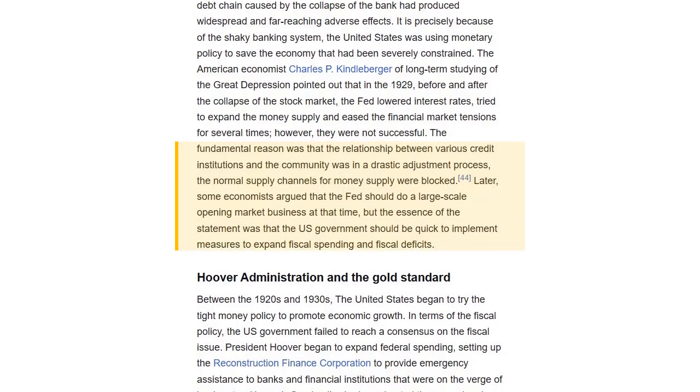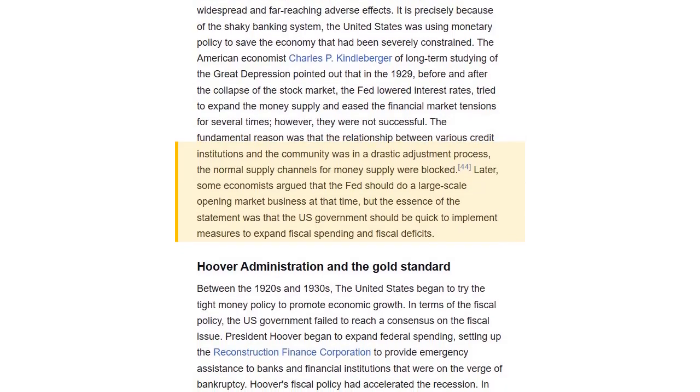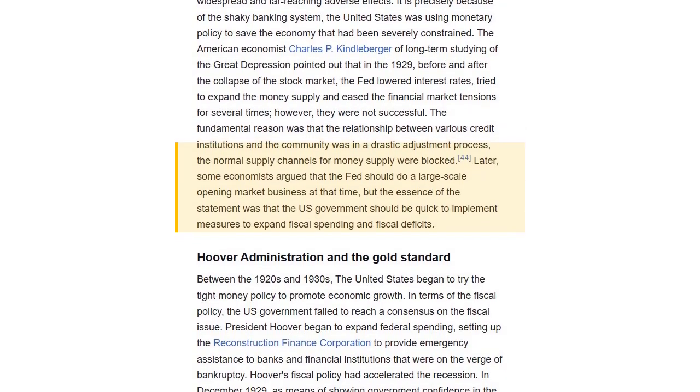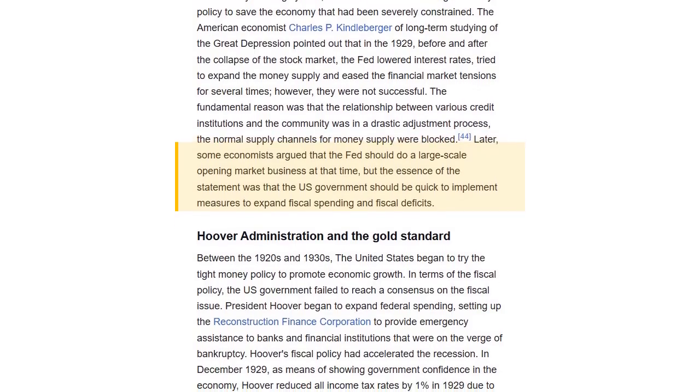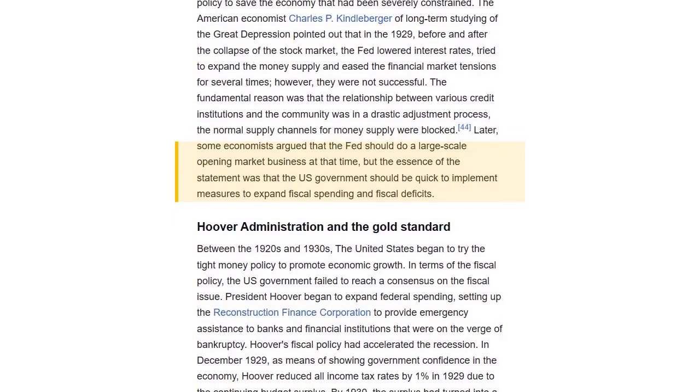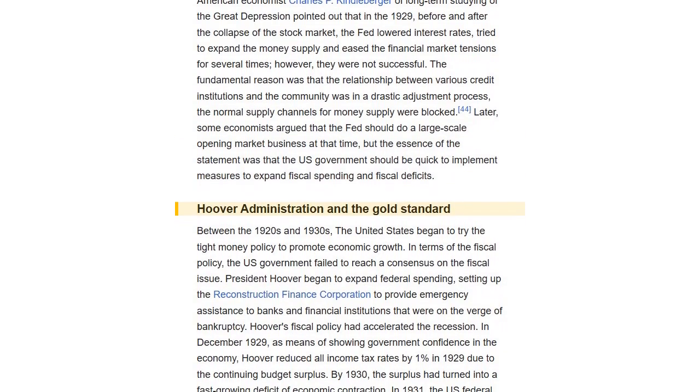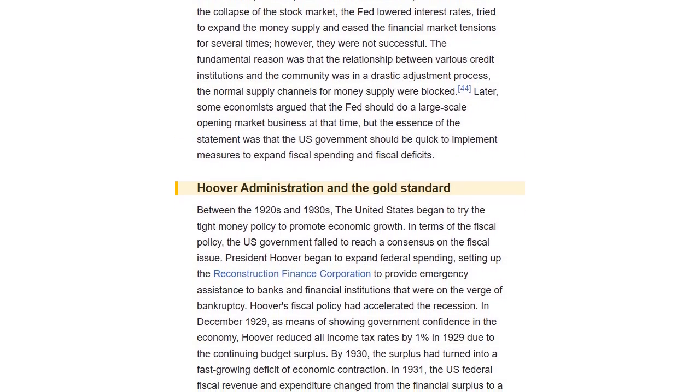Later, some economists argued that the Fed should do large-scale open market operations at that time, but the essence of the statement was that the US government should be quick to implement measures to expand fiscal spending and fiscal deficits. Hoover Administration and the gold standard.